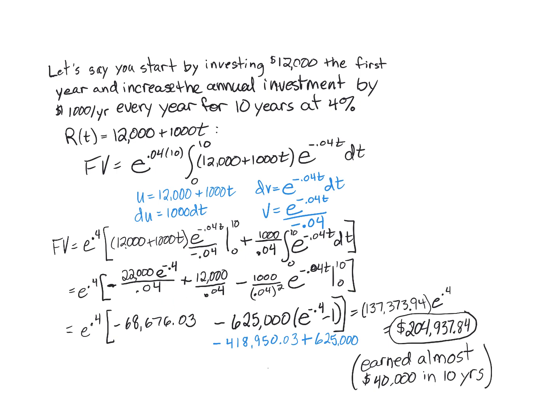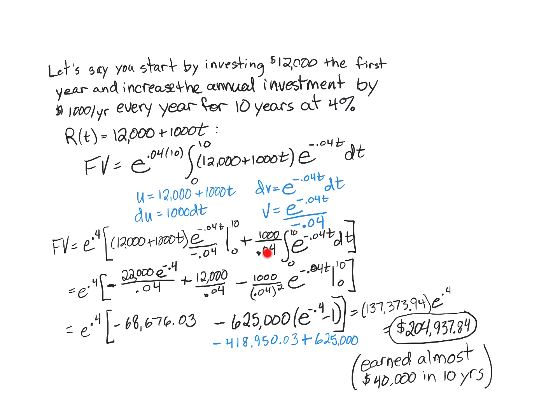Notice that on this line I plugged in the 10. I got 22,000 e to the minus 0.4 over minus 0.4. Then I plugged in the 0. Well, e to the 0 is just 1. And this goes to 0. I have 12,000 divided by 0.04. I'm adding, it's the top minus the bottom, but it was negative, so minus a negative gives me a plus.